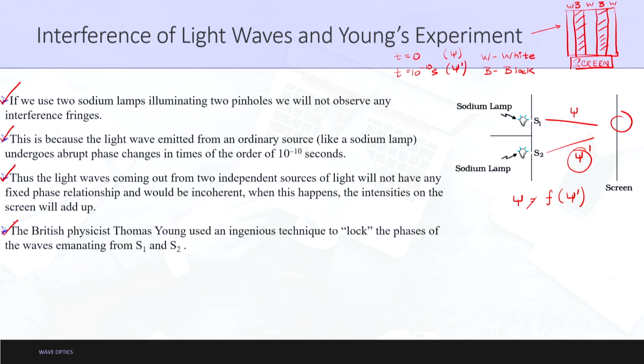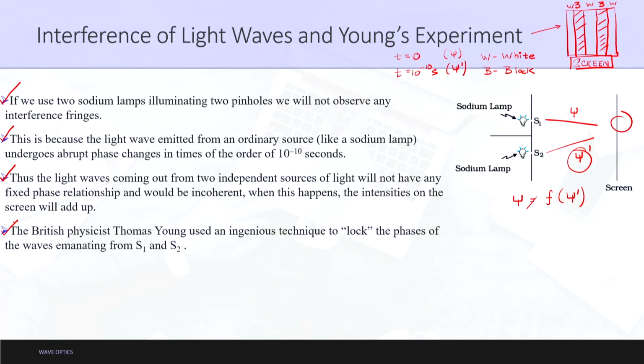What was the main importance of Thomas Young's experiment? There were two sources of light. These two sources were not a function of each other and not dependent on each other; that is, they were independent sources of light. Because they were independent, let's say the phase is phi 1 for source S1 and phi 2 for source S2, there was no relation between this phase and this phase.